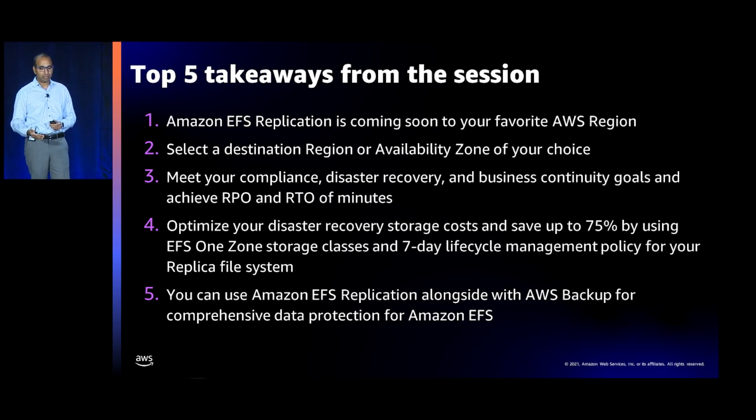Next, with Amazon EFS Replication, you can select the destination region or availability zone of your choice. It is continuous, it is automatic. You just need to do this one single selection. And you can do that based on your disaster recovery distance requirements. You're able to meet your compliance, disaster recovery, and business continuity goals and achieve RPO and RTO of minutes. And then lastly, you can use both Amazon EFS Replication and AWS Backup together for comprehensive data protection for Amazon EFS.